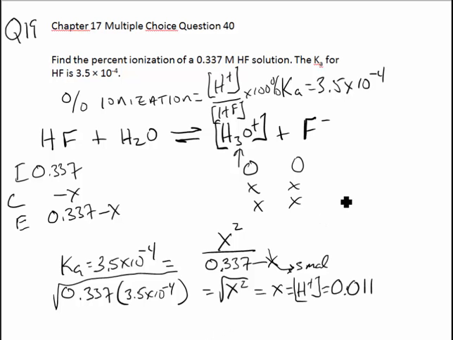And so my percent ionization is going to be 0.011 divided by my starting concentration, 0.337, times 100%.